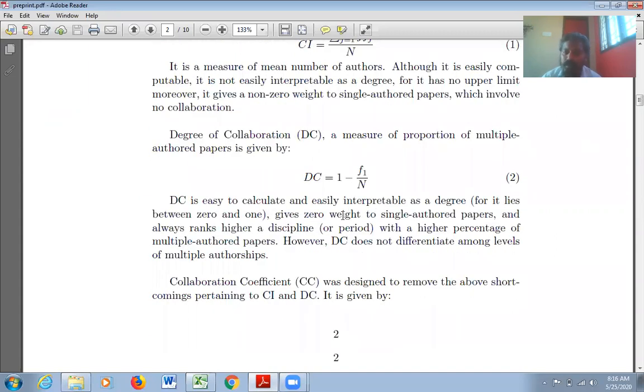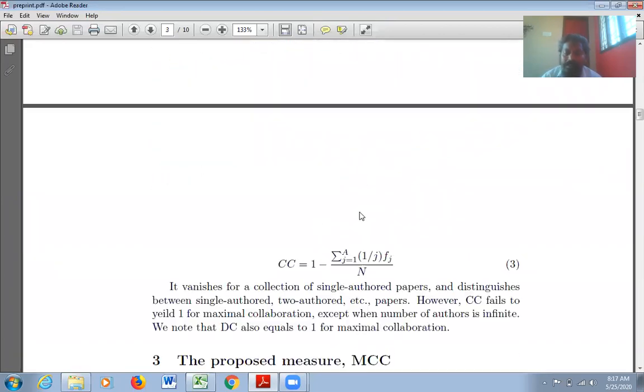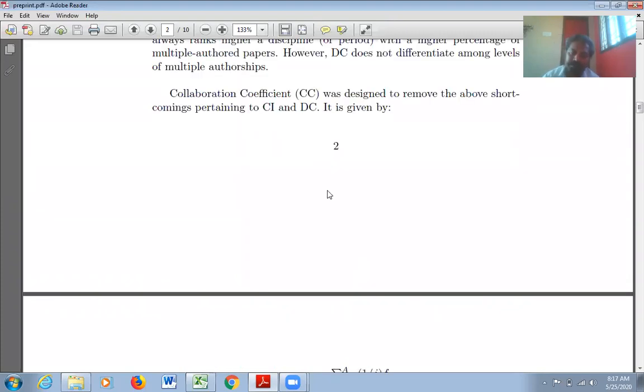But in DC, what is the problem? DC gives equal weightage to all the multi-author papers. If a paper is written by 2 authors, or 3, or 4, or 5 authors, we give equal weightage, 1, 1, 1. So that is the limitation of DC. To solve that limitation, CC, which we discussed just before, gives fractional counting. If there is only one author, full weightage, 1 mark to him. If there are 2 authors, 1 by 2 to each. So that kind of fractional weightage is given in CC.